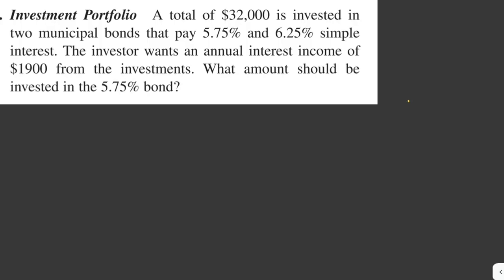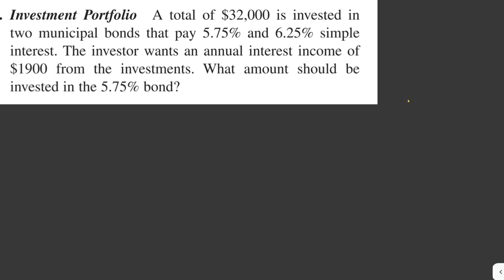Okay, let's solve this problem here. A total of $32,000 is invested in two municipal bonds that pay 5.75% and 6.25% simple interest. The investor wants an annual interest income of $1,900 from the investments. What amount should be invested in the 5.75% bond?